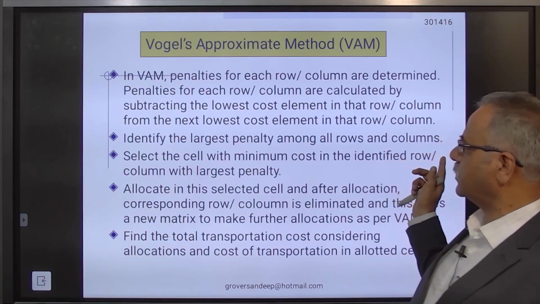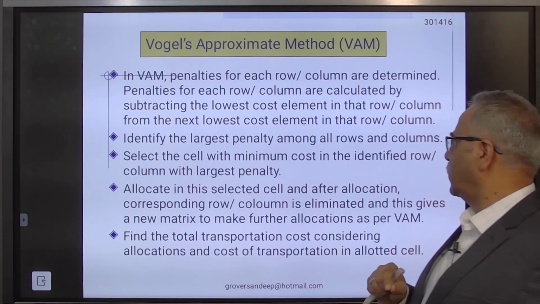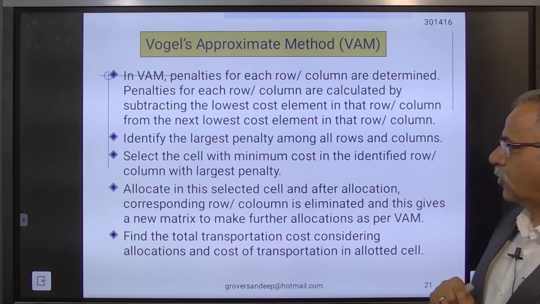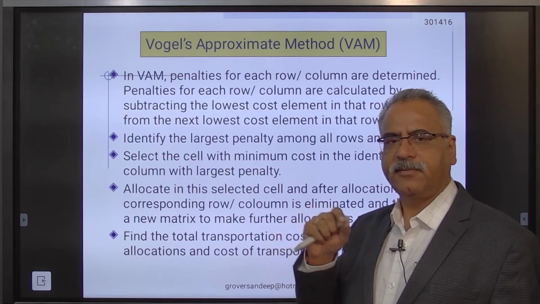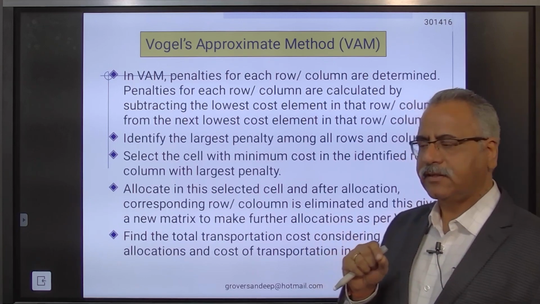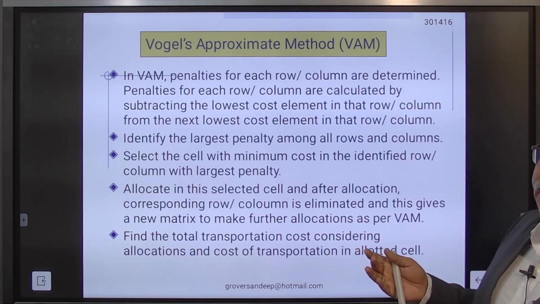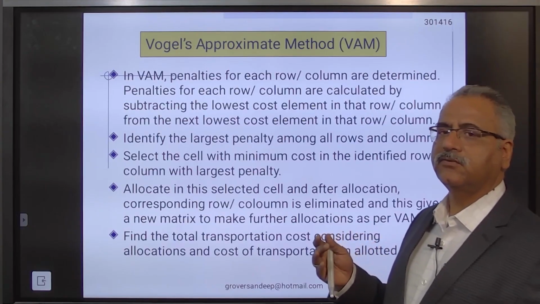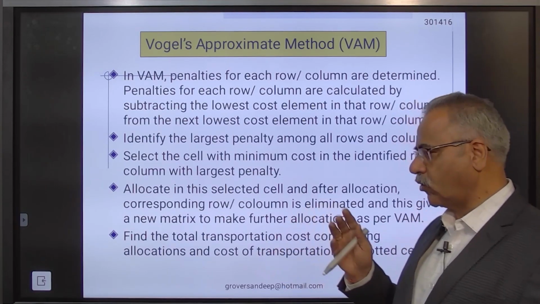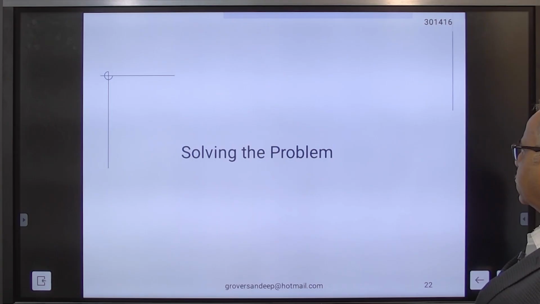So, identify the largest penalty among the rows and columns, and select the cell with the minimum cost in the identified row or column with the largest penalty. So, maximum penalty, minimum cost. Wherever is the maximum penalty out of rows and columns, choose the minimum cost in that and make the allocation. When you make the allocation, this would give you a new matrix, and then apply the same rule again. Okay. So, let us see this problem.